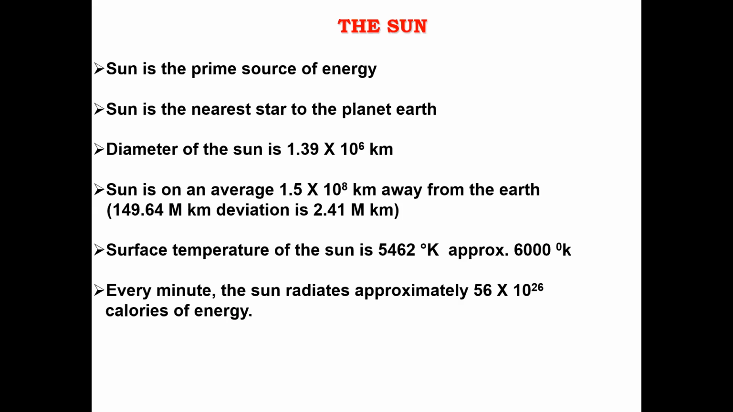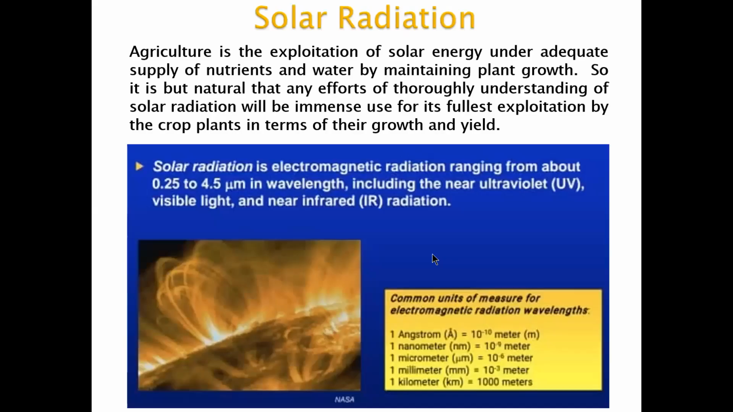The temperature of the sun is important because the Stefan-Boltzmann law states that the radiation depends on the temperature of the radiating body, that is sigma T raised to 4. Every minute the sun radiates approximately 56 into 10 raised to 26 calories of energy, and all the universal energy supply is only available from the sun.